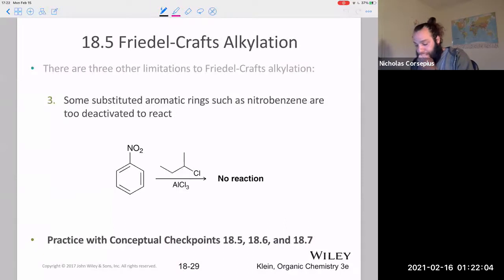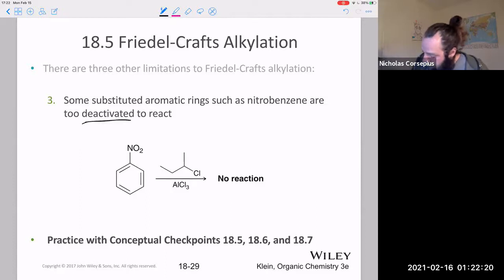And then the third limitation is that if you're using a deactivated benzene derivative, and we'll talk more next chapter about what constitutes deactivated versus activated.